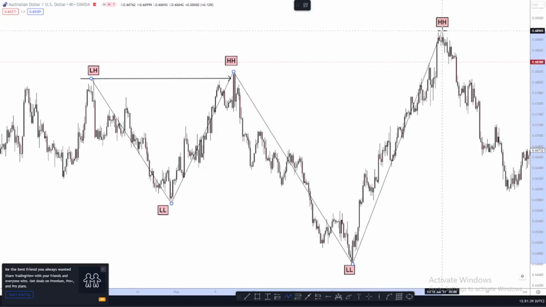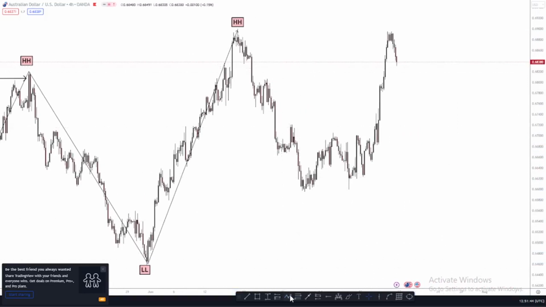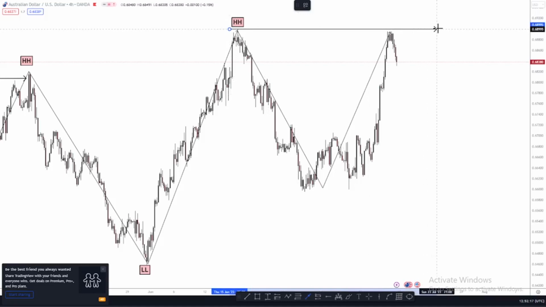After this higher high was created, what does price do next? It comes back down to create a new higher low. Alright? After this higher low was created, what does price do next? It goes back up, but it never creates a new higher high. Why? Because price failed to close above its previous higher high.